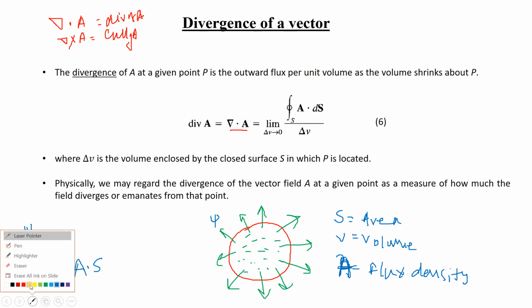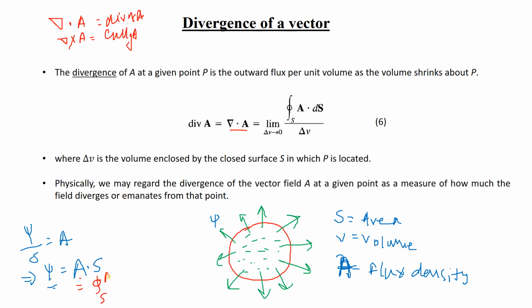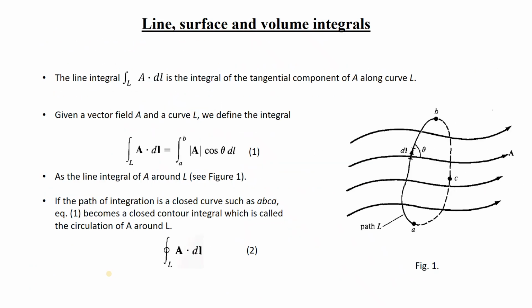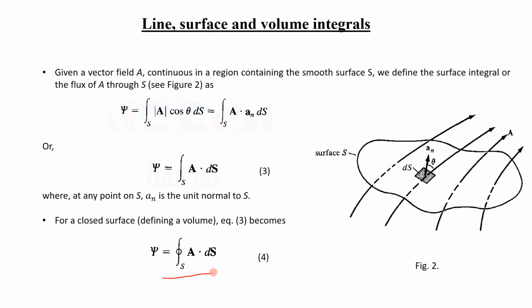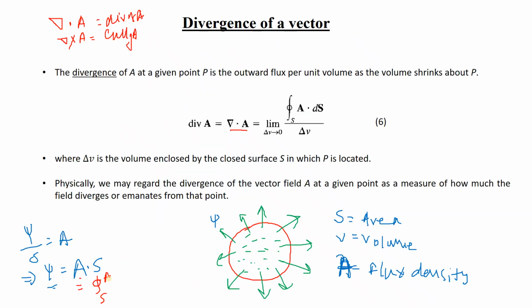In physics, whenever we are finding this vector over a particular area, we use the closed surface integral, which was discussed earlier. So psi is equal to the closed surface integral of A dot dS. It is a closed surface integral.